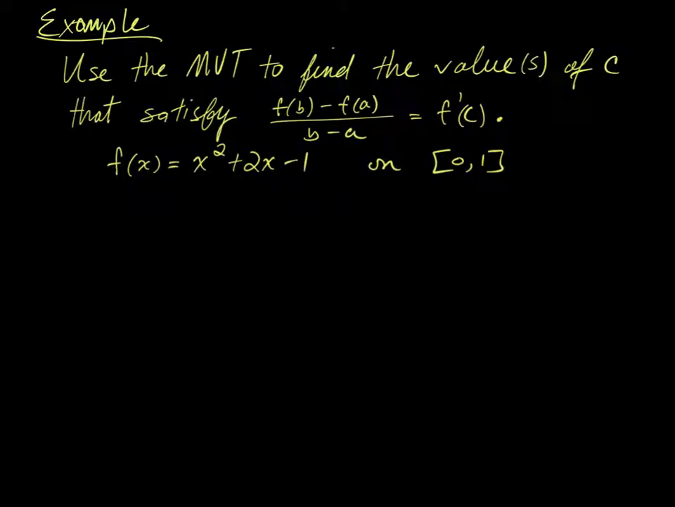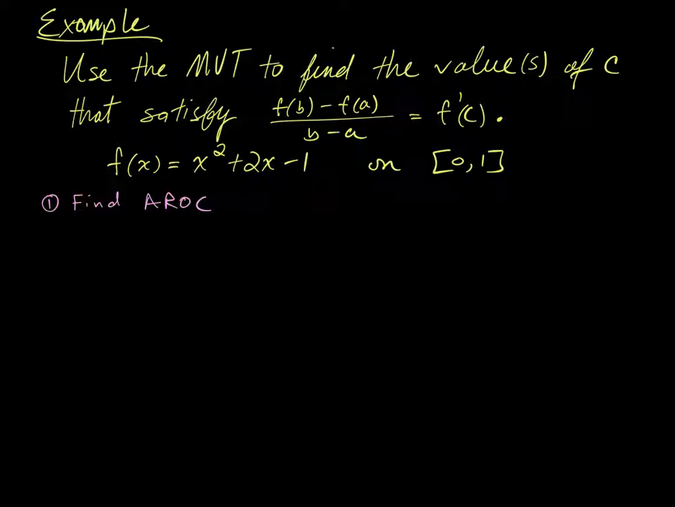Example. Use the mean value theorem to find the values of c that satisfy this equation. And this is what is known as the conclusion of the mean value theorem. So here you're given a function and an interval. And so the first thing you want to do is find the left side of the equation over here. You want to find the average rate of change.